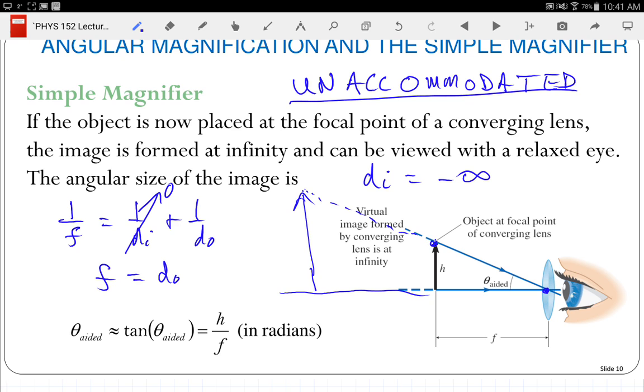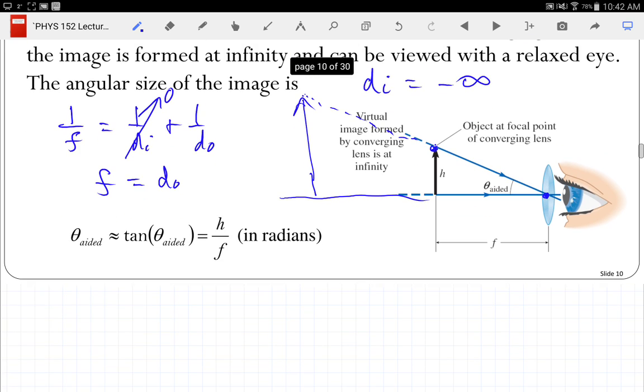So the angle for the image is going to be the same as that angle from the vertex ray. So the angle that I'm going to see for the image is going to be this opposite side is h, the adjacent side is the focal length, or the opposite side is infinity and the adjacent side is infinity. Well, infinity over infinity is indeterminate. But because we know it's got the same ratio, we can say that our angle aided is the height over the focal length. The height is the height of the object. We don't know what that is necessarily.